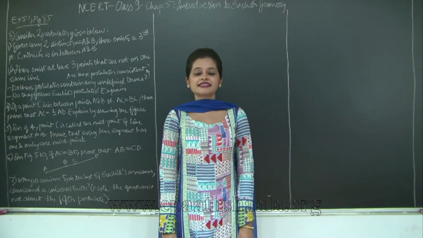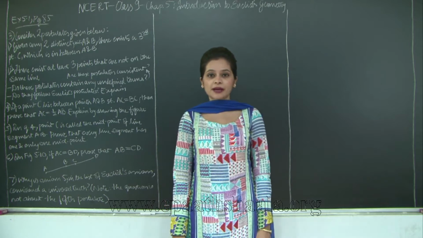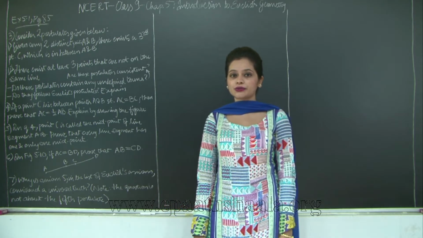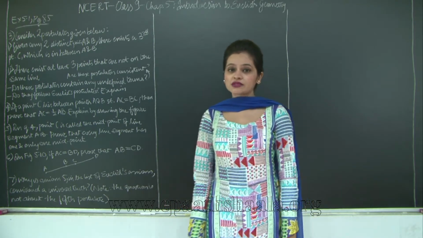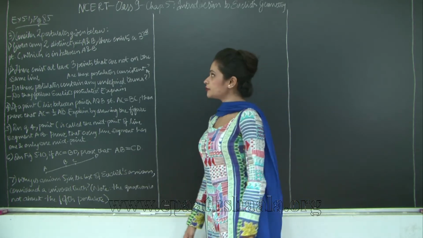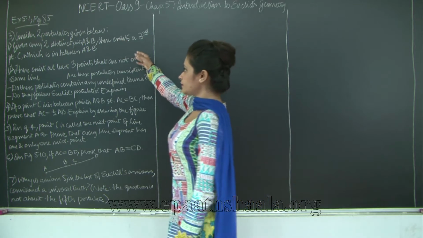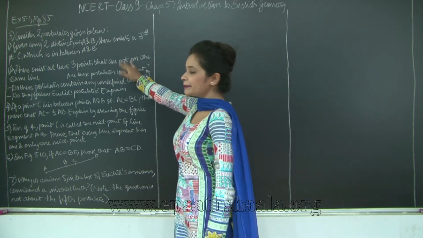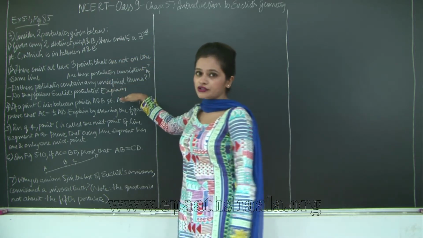Hello students, let us continue with exercise 5.1 of chapter 5 of your textbooks, Introduction to Euclid's Geometry. In the previous class we completed the first two questions, so we'll proceed quickly with the third one. Let's read it out. Consider two postulates given below. So we have two postulates and based on these two postulates we have certain questions to answer.